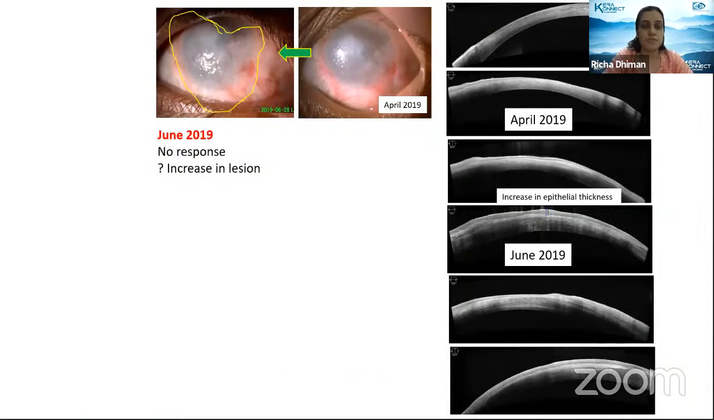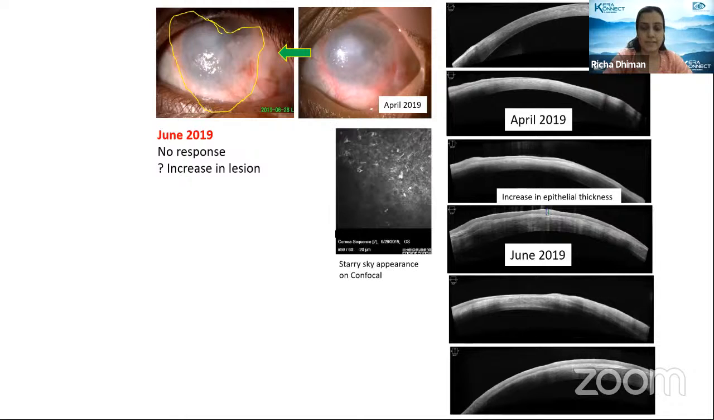After 2 months of starting the topical chemotherapy, the patient did not respond, and there was an increase in the lesion, which is noted with the help of the yellow mark. On ASOCT, there was an increase in the epithelial thickness, and on confocal, there was a starry sky appearance representative of hyperreflective nuclei, and hence we decided to do a wide excision biopsy.